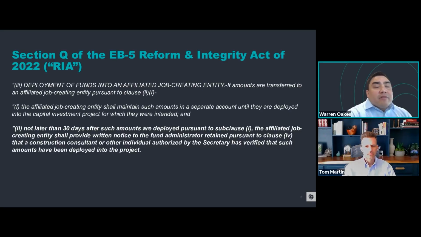First one that most people are familiar with is the EB-5 fund administrator role. And that fund administrator is going to be a third party that oversees the flow of EB-5 funds into and out of the new commercial enterprise, or the NCE.